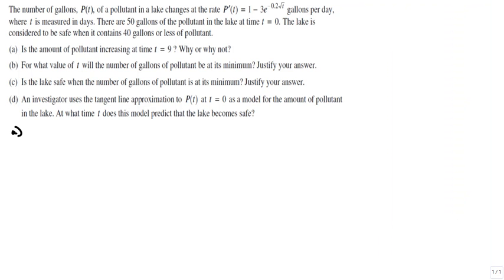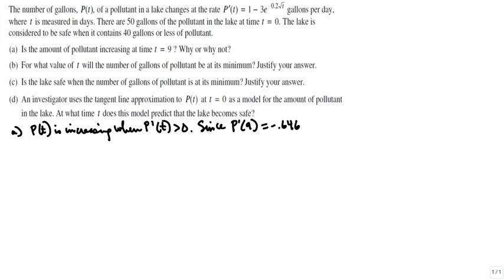At this point I'm ready to answer the question. P of t is increasing when P prime of t is greater than 0. Since P prime of 9 is equal to negative 6.646, I say that P of t is decreasing there and not increasing. So that's the answer for part A.